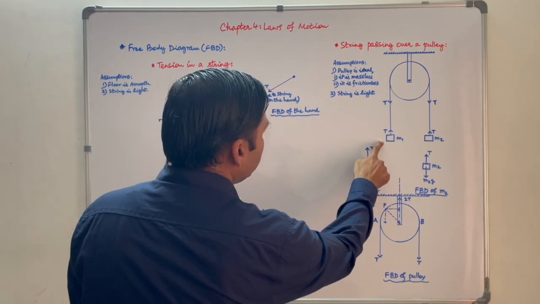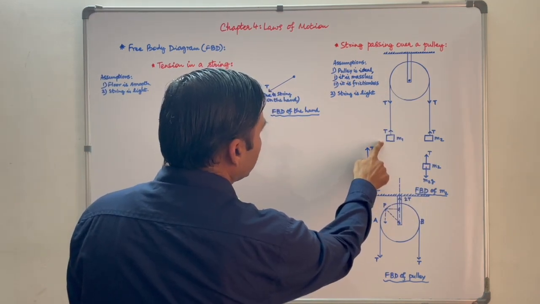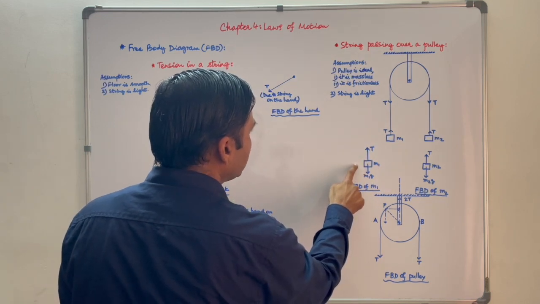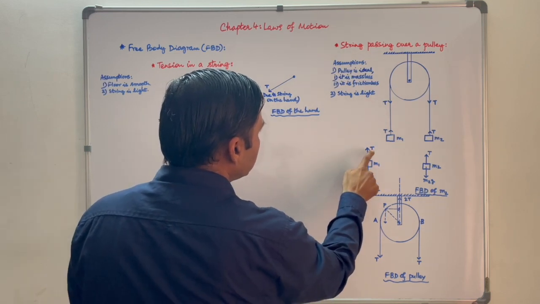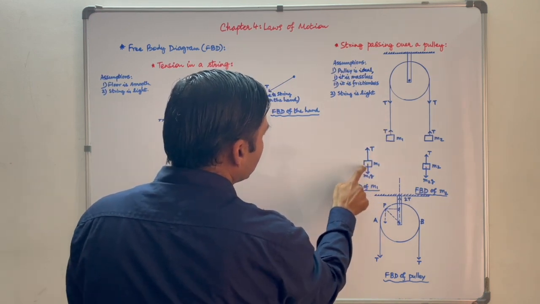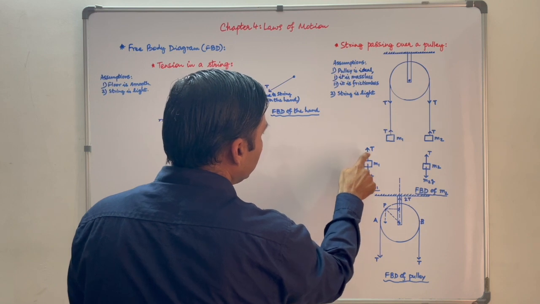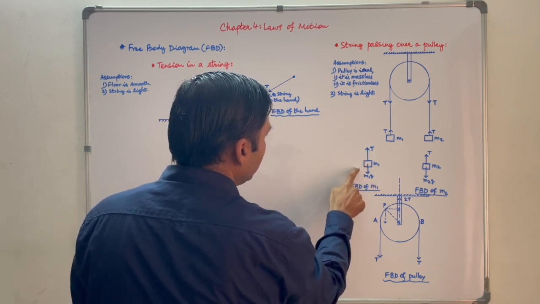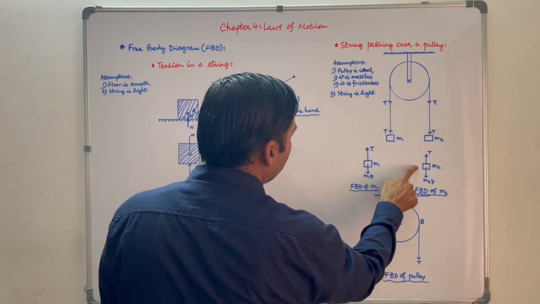To draw the FBD of block M1, we need to isolate it from rest of the system and then show various forces acting on it. Tension T is created on it by this string. Weight of this block works vertically downwards at its geometrical center. Similarly, we can draw FBD of block M2.